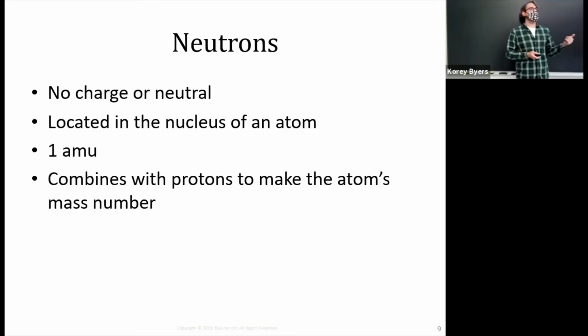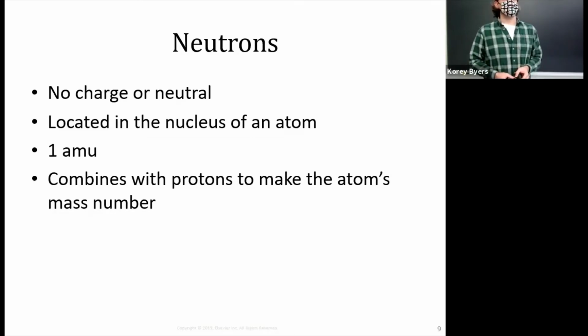So because that proton amount does not change, we know that is permanent when we're talking about that element. We can use the mass number, subtract the protons, and figure out how many neutrons we have. Because it's the other particle that has a weight. They have no charge, they're neutral. They just increase or decrease the weight of the atom. There's an average number usually at the bottom, because not all atoms come in the same form. There can be isotopes. But they also weigh 1 AMU and combine with protons to make the atom's mass number.